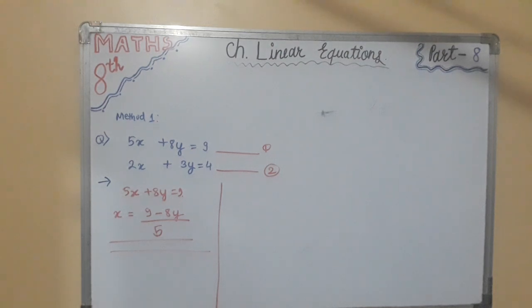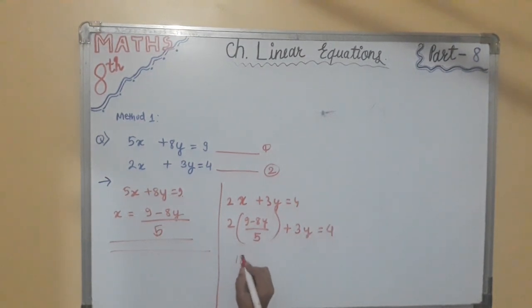After that, we will substitute this value in the second equation. The equation is 2x plus 3y is equal to 4. 2 bracket x value is 9 minus 8y upon 5, plus 3y is equal to 4.